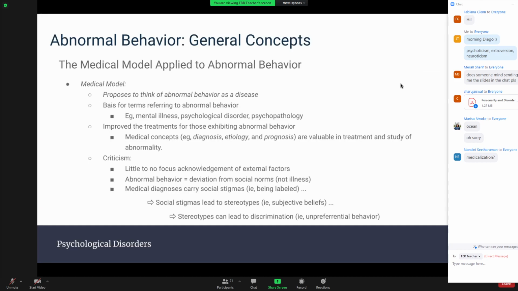The other part that is a criticism, and probably the one that I think is most important here, is that medical diagnoses carry social stigmas. So hopefully more social bells are ringing here, because when we think of stigmas, hopefully you're thinking that stigmas can lead to stereotypes, and that stereotypes can lead to discrimination. So a question for you, are social stigmas good or bad?